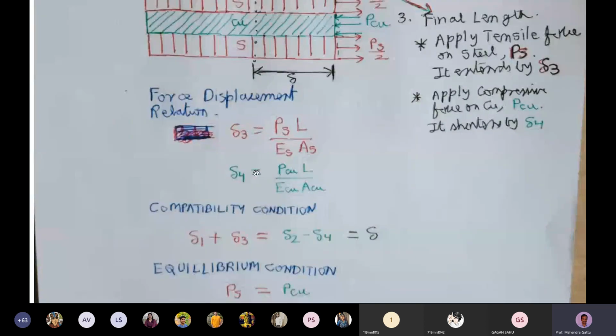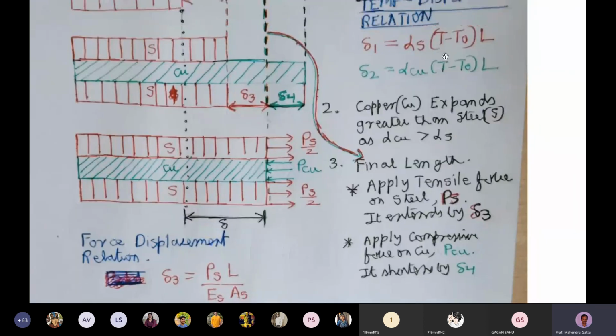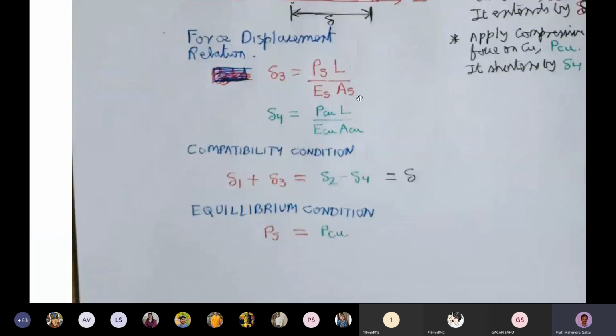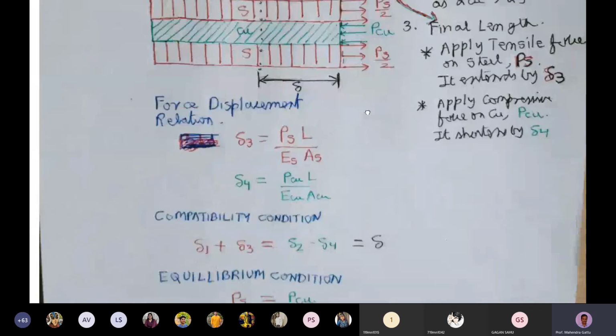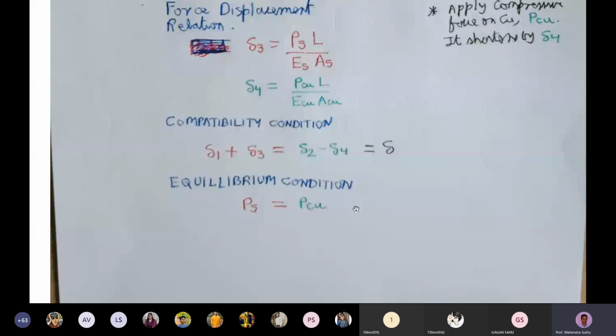So the force displacement relations, the temperature displacement equations, there are 2 compatibility conditions, and 1 equilibrium condition. So 1, 2, 3, 4, 5, 6, 7. There are 7 relations, and what are the unknowns? Unknowns are PS, PCU, delta, and delta 1, delta 2, delta 3, delta 4. So 7 unknowns, 7 equations. Our system is okay, and we can solve for the unknowns here.